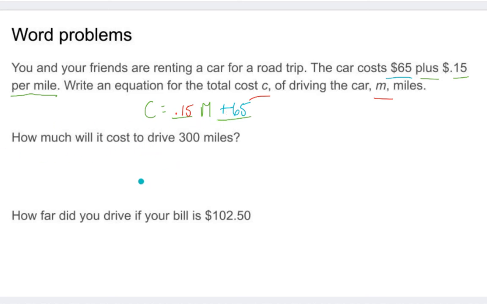Now we can use this equation to find out how much it's going to cost us for our road trip. So say we know that the road trip is going to be 300 miles. So our cost is going to be 0.15 times 300, since 300 is the number of miles, that's where it goes in for m, plus 65. So now, since our variable is on the other side of the equal sign, all we have to do is use order of operations. So 0.15 times 300 is 45, plus 65. So this is going to cost us $110 to rent the car.